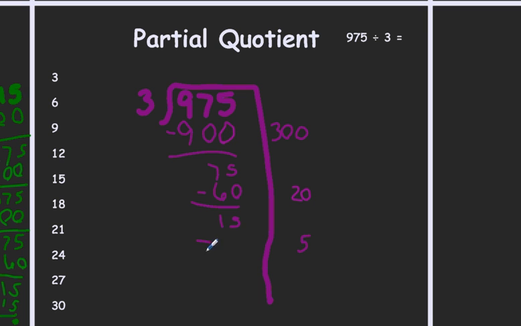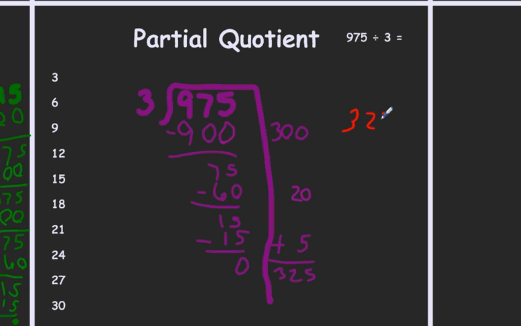5 times 3 is 15. And that leaves me 15 minus 15 with a beautiful 0. So now I'm not finished though. I still need to add all my partial quotients up here to the side. So 300 plus 20 plus 5 is 325. And then I will check it by multiplying my quotient by my divisor.